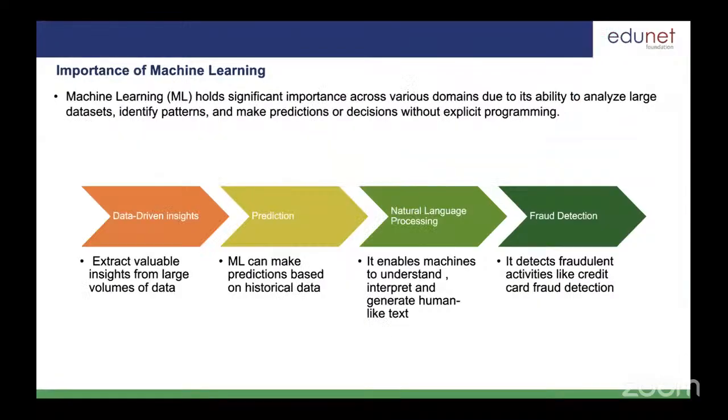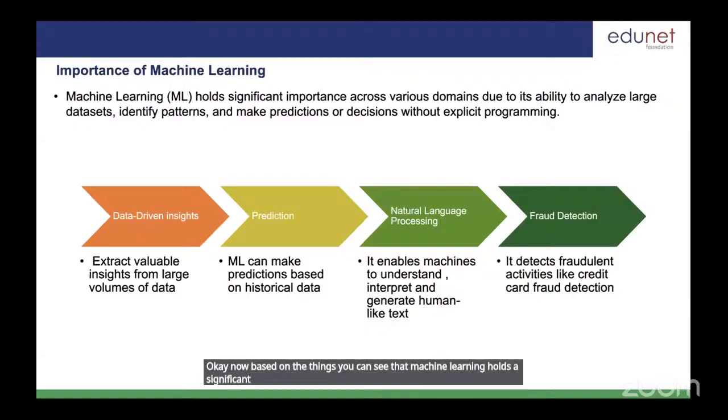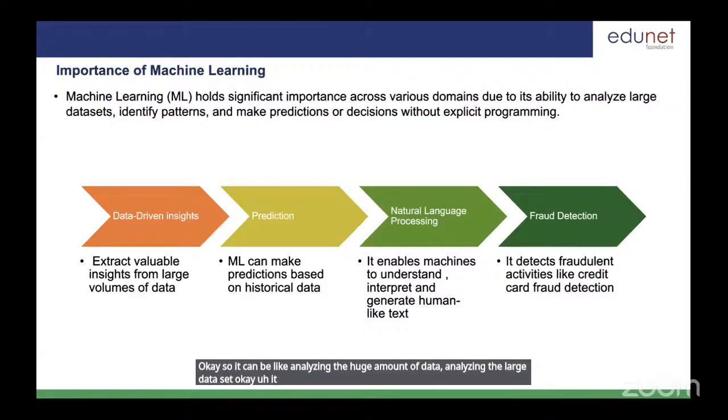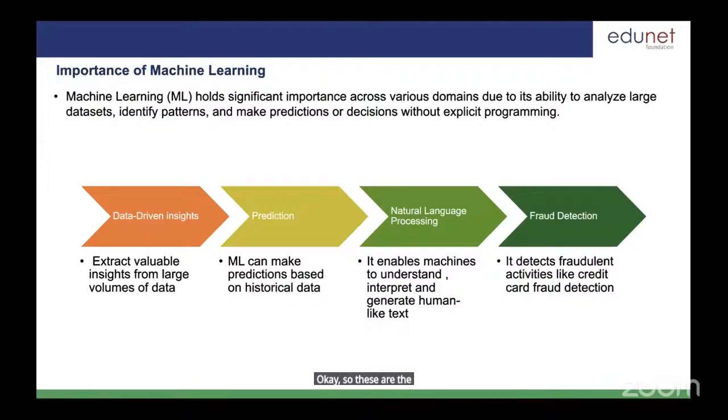We'll just have a discussion on the importance of machine learning. Based on the things you can see, machine learning holds significant importance across various domains. It can analyze huge amounts of data and large data sets, identify patterns, and make predictions or take decisions without writing the program. So these are the reasons why machine learning is important.